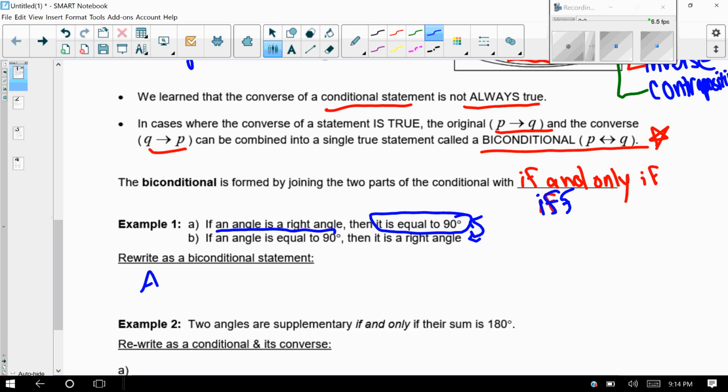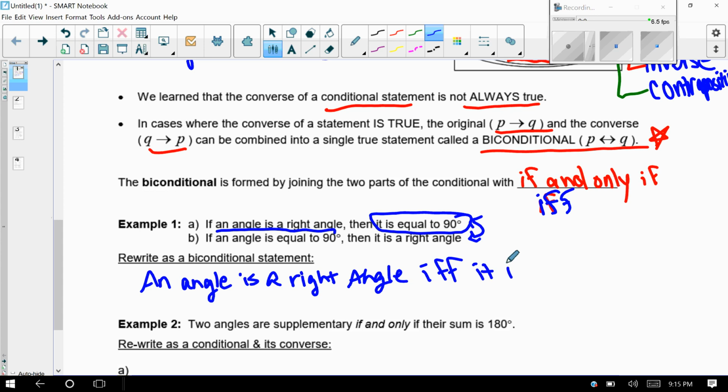Now I can rewrite this as a biconditional statement. An angle is a right angle, and then we can write if and only if, or IFF. You can write it out. If and only if it is equal to 90 degrees. And underneath IFF, write it out, if and only if.